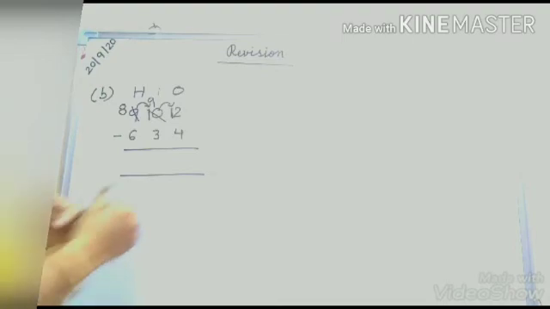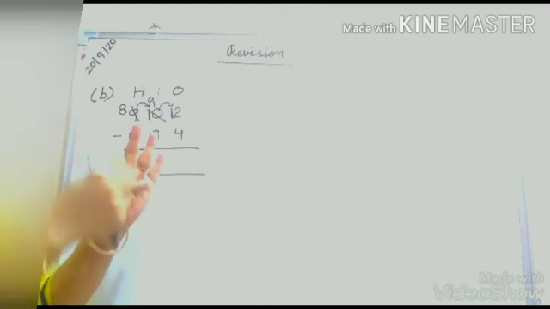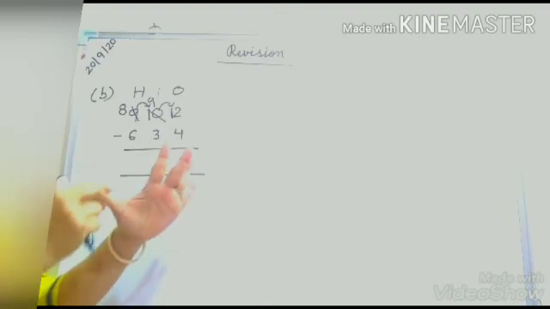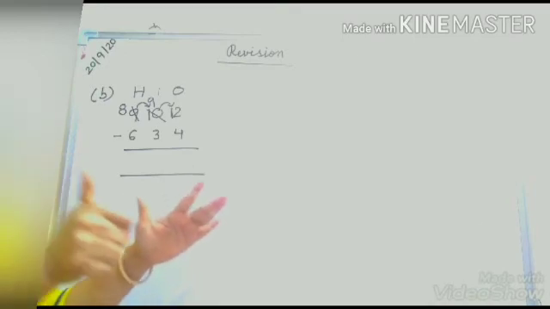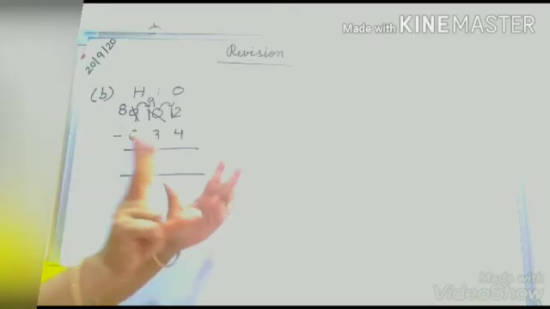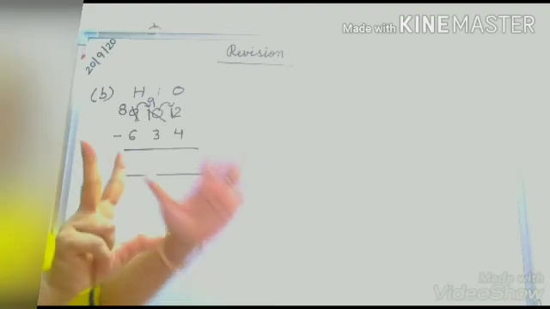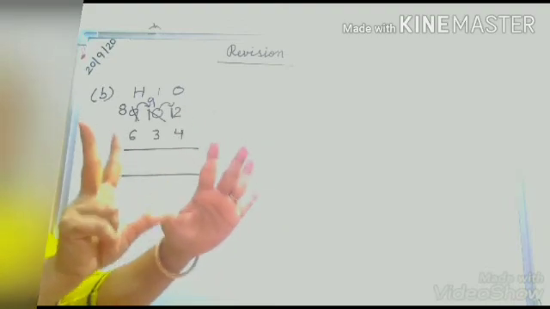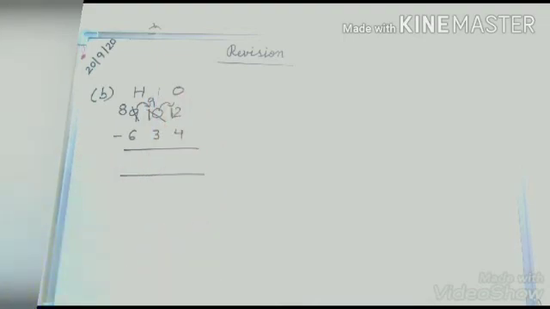That is 5, 6, 7, 8, 9, 10, 11, 12. How many fingers I have taken out? Count it. That is 5, 6, 7 and 8. Okay. In this way you have to do subtraction. So you will write here 8.